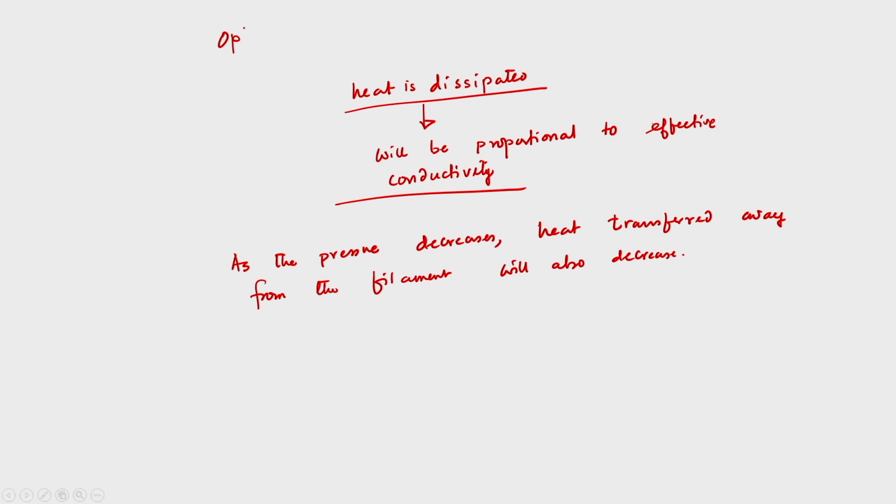Okay, I can write the working principle. Heat is dissipated, and the dissipated heat will be proportional to the effective conductivity. Now, as the pressure decreases, the heat transferred away from the filament will decrease, because the dissipated heat is transferred from the filament to the gas, and that will decrease if the pressure decreases.